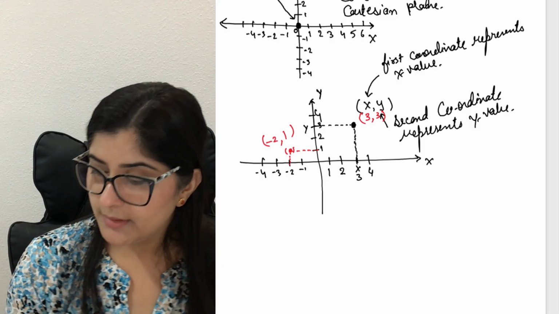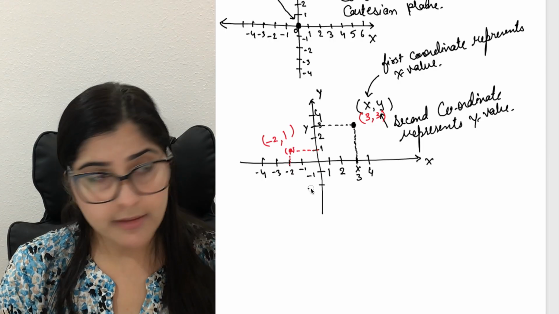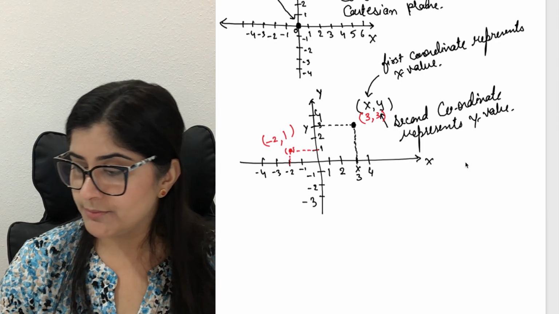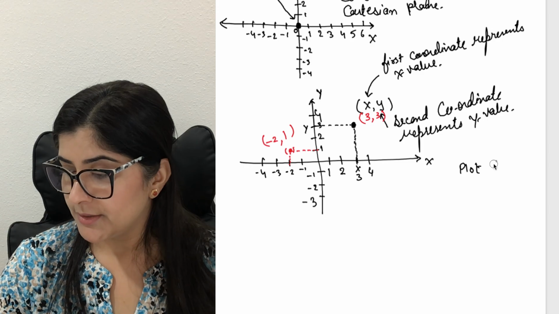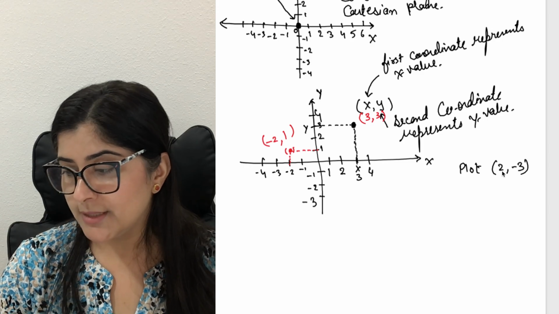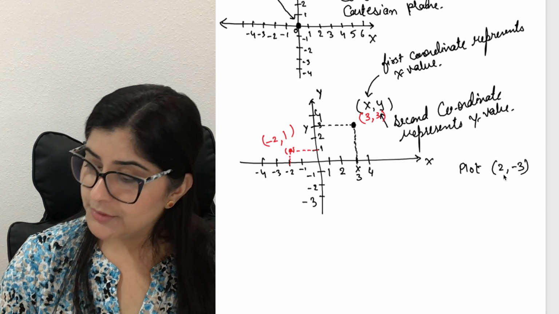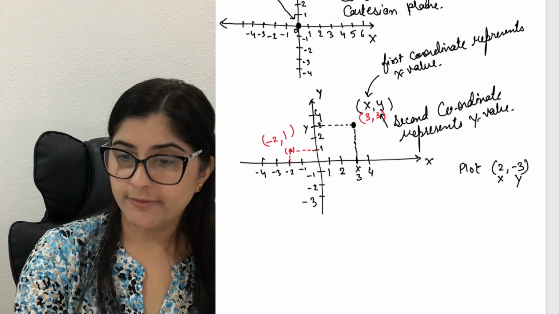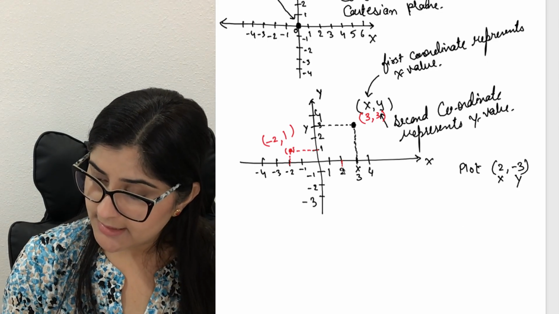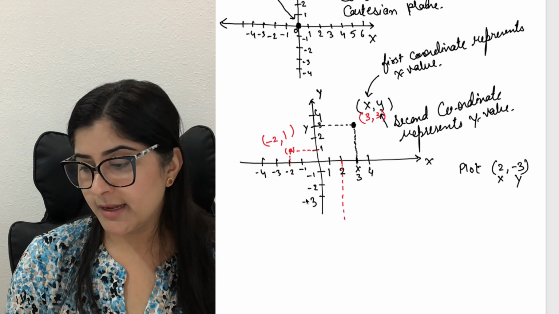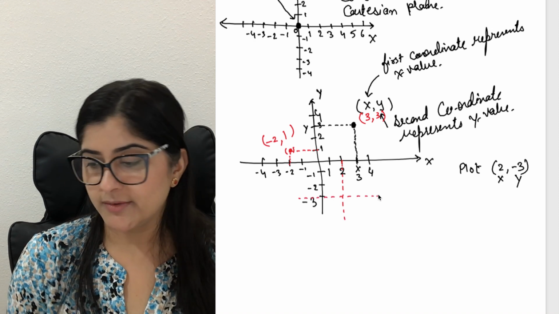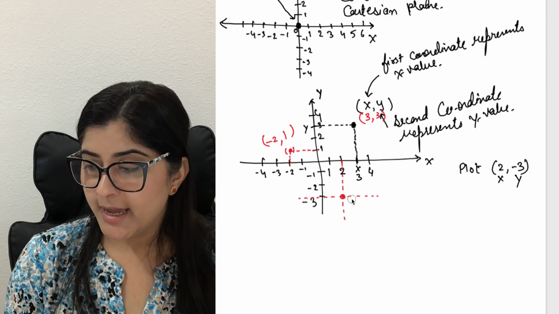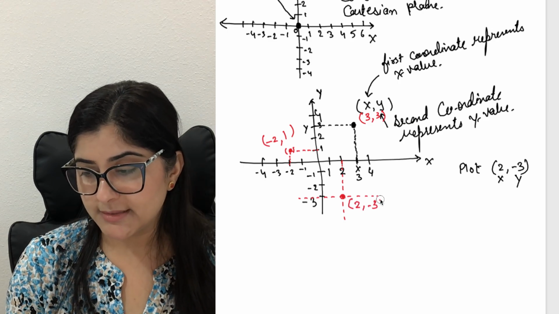And now let's mark -1, -2, -3, and if I ask you to plot 2 comma -3 in this rectangular plane, you see that 2 is the x value and -3 is the y value. So draw a vertical line here, and -3 is the y value, so draw a horizontal line. Both lines meet at this point. So this point has the coordinates 2 comma -3.